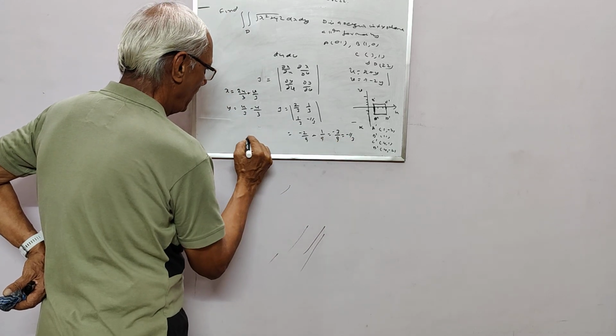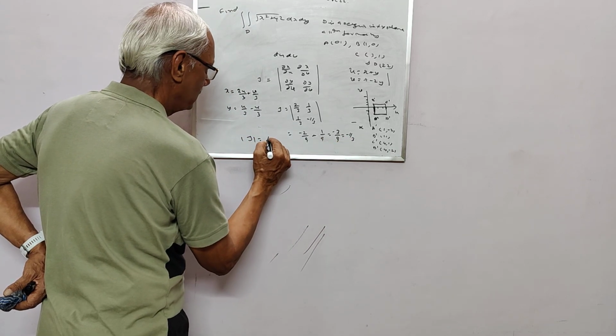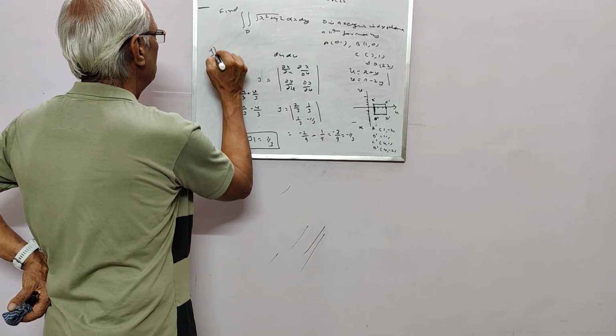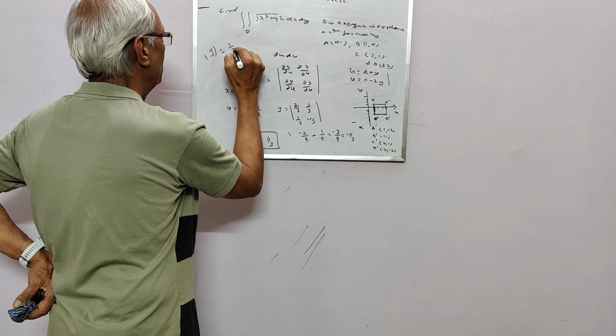Now we want the absolute value of the Jacobian. So this is equal to 1/3. So what is your J? I have got the Jacobian as 1/3.